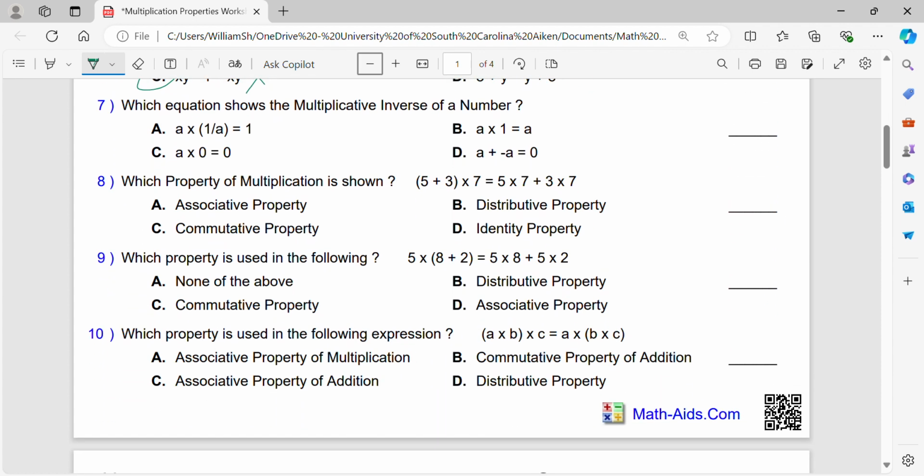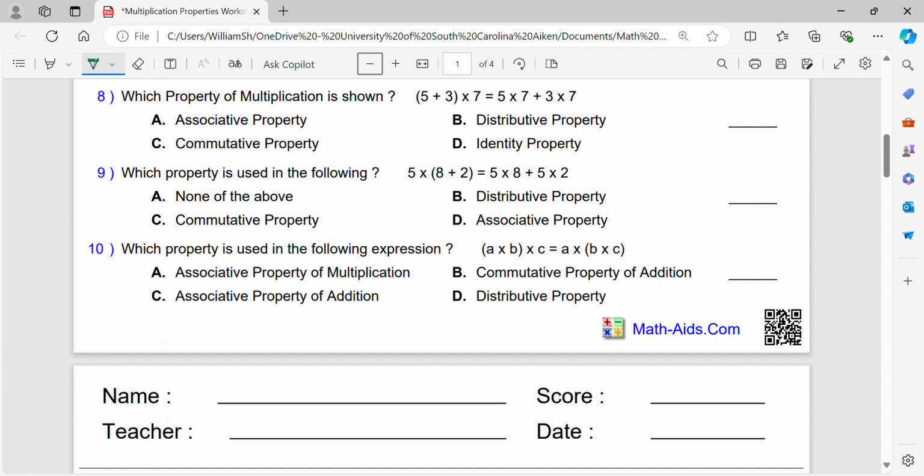Which equation shows the multiplicative inverse of a number? Okay. Remember, if we want to invert a number, all we have to do is put that number underneath 1. Okay. I think it's pretty obvious what the choice is then. It has to be A. So the multiplicative inverse of A is 1 over A. If I do A times 1 over A, that renders me a 1.